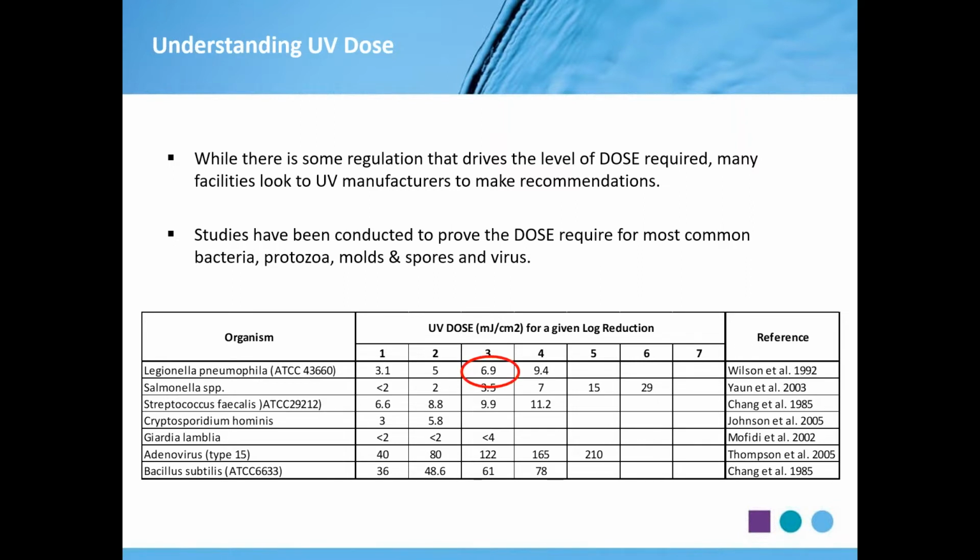So this chart's really just a representation to show you that there are different dose levels required depending on what it is we're trying to target. You can see in the example here, and this chart is just a cut from a chart of several pages of different organisms that have a known dose response. Something like a Legionella is going to take a much lower dose than something like an adenovirus. So there's a big difference there between how much UV would be needed to get the same 3-log inactivation of each of those organisms.